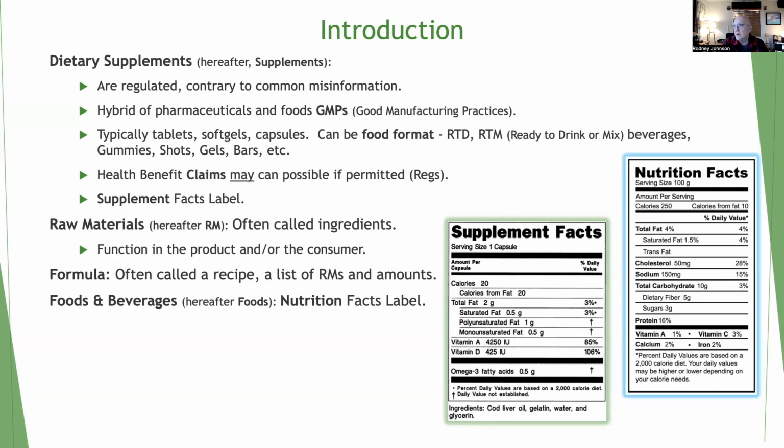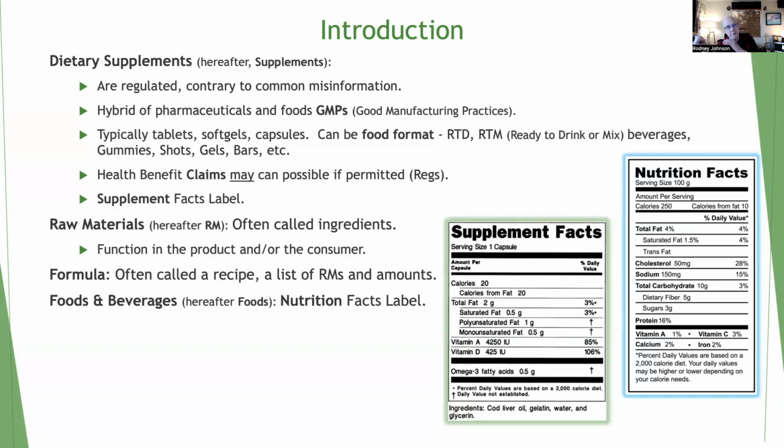The critical difference for dietary supplements is the health benefit claims, or the claims on the label, which cannot be made in foods. They can be made if it's permitted by regulatory requirements and you have substantiation of that health benefit claim for your product. Also, another difference is the supplement facts label, compared to a food and beverage, which has a nutrition facts label. Really, the difference is a matter of the type of information and the detail, and again, in supplements, making claims.